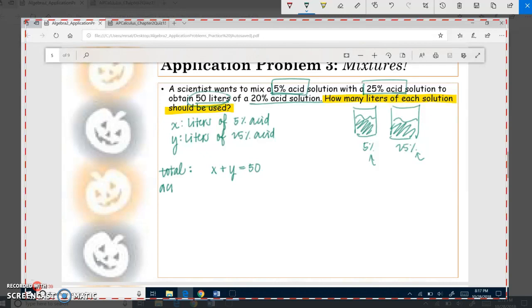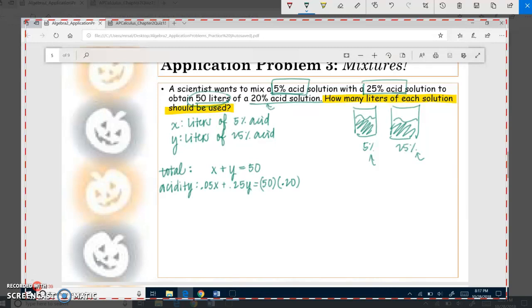Then we need an equation that describes our acidity. So of the liters that we have from x, it is made up of 5% of whatever acid we're working with. And 5% can be described as 0.05x. Then with our y solution, the 25% acid, that acidity is going to be 0.25 times however much of that concentration, however much we use there. Then we're still going to end up with 50 liters, but the acidity of that total is 20%. That's the last value that we have here.